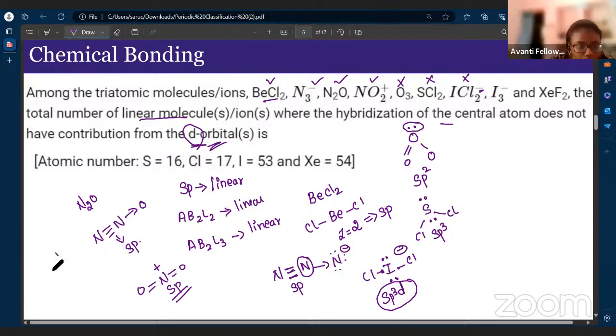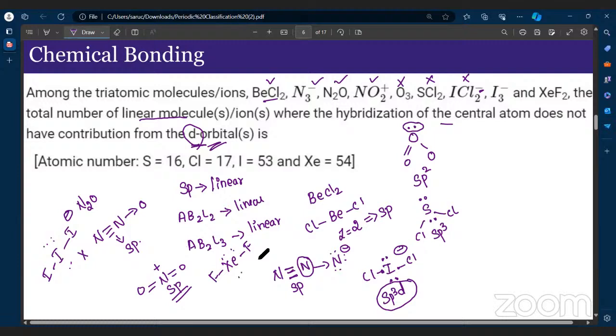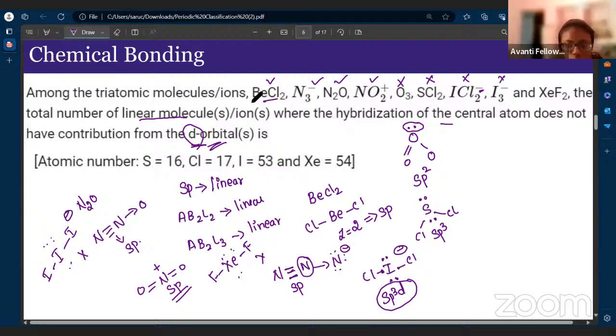Now moving to I3 minus. You have a minus charge, so 1, 2, 3, 4, 5. Will you consider this one? It also involves the d orbital, so not considered. Moving to XeF2: the d orbital is also involved there. You have 3 lone pairs. So this is also a d orbital case, so it will not be considered. Any questions, everyone?